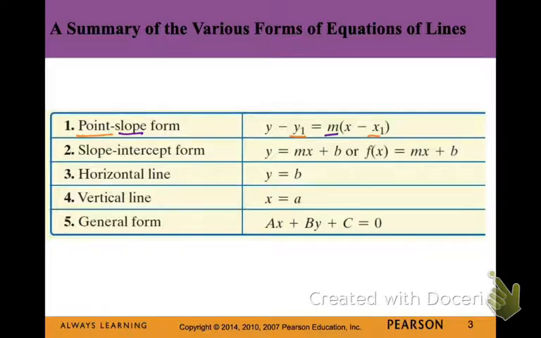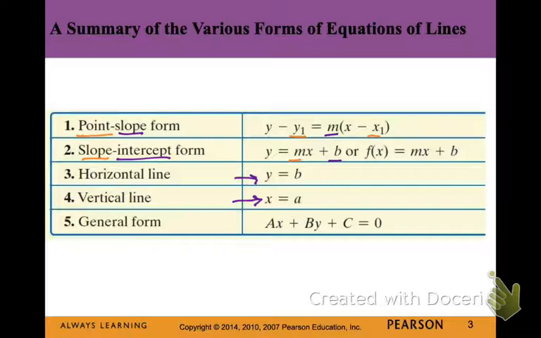The second form is slope-intercept form, and that's made up of the slope and the y-intercept: y equals mx plus b. In function form, it's f of x equals mx plus b. Just to review, the equation of a horizontal line is y equals the value that the line passes through. And the equation of a vertical line is x equals the value of x that the line passes through.